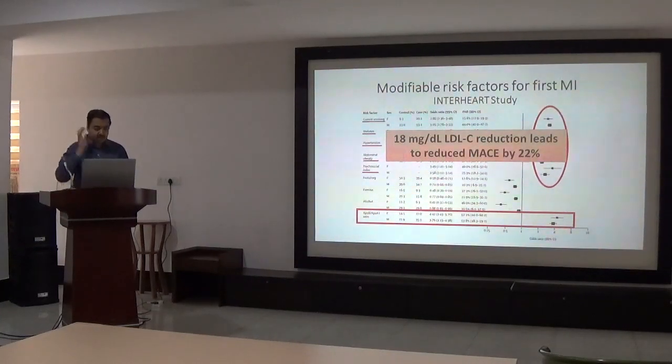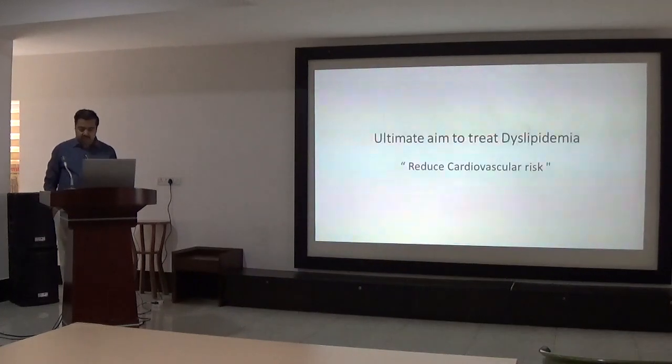And this is a common statement: 18 milligram per deciliter LDL reduction leads to reduced MACE rate by 22%. So that should be the first.